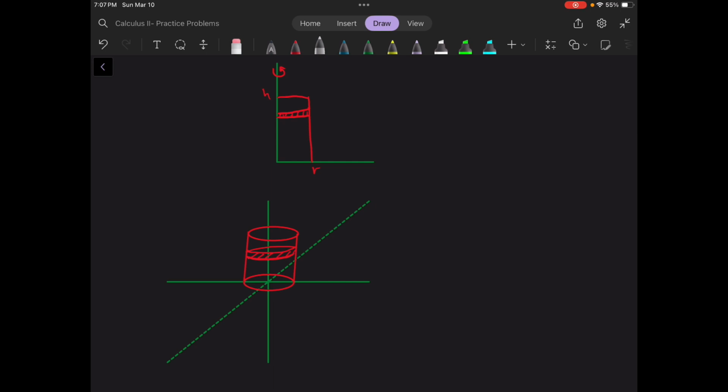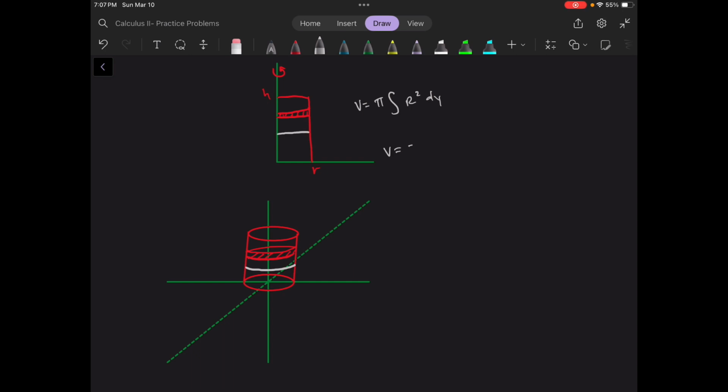So this slice right here in this rectangle, when we revolve it around, it's going to create a thin little disc. And when we add that disc to the next, to the next, to the next, an infinite amount of times within this 0 to h range, remember that volume turns into pi r squared dy with the disk method. Okay, so I have a whole video on the disk method to see where that formula comes from.